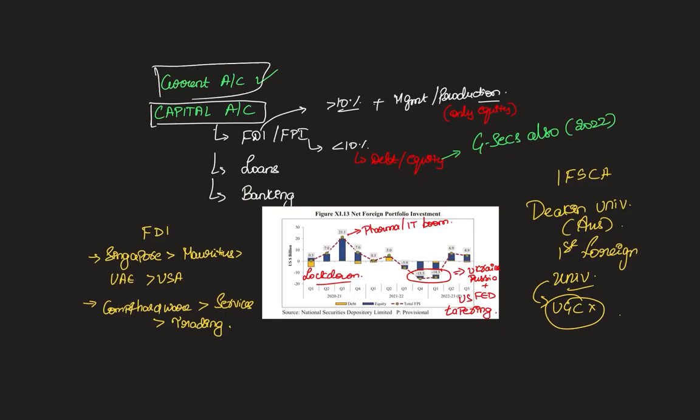Now we are talking about the capital account. Basically, capital account involves those transactions which create a long-term liability. The first one is FDI and FPI. What is FDI? If the investment is only in equity by a foreign entity with an objective to gain control over the management or the production of an economic activity in an Indian entity, that is called FDI.